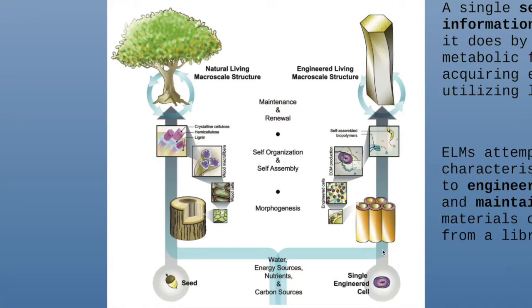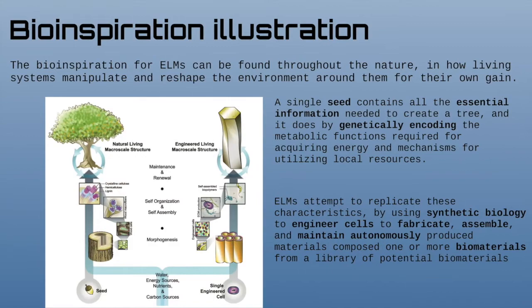And then the engineered living materials, we are using single agent cells. We are programming cells, and all the information that we want to have here, we already have in the cells. So when they undergo morphogenesis, they self-organize, self-assemble, make their biopolymers, and create a new structure that we desire. So that's the idea of the engineered living material.